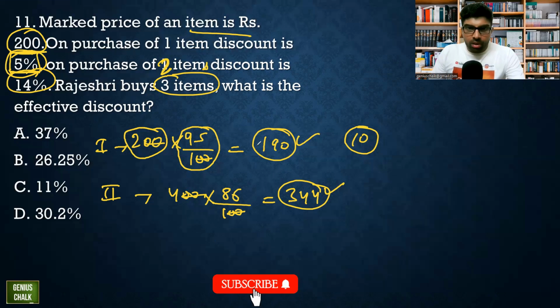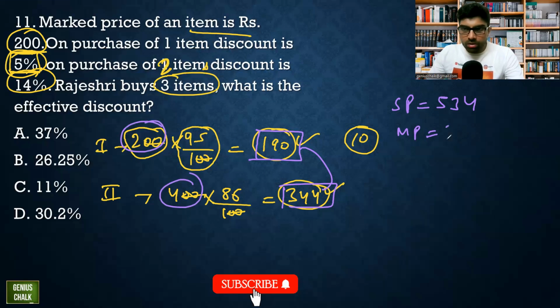Now if you see, what is the total selling price? The total selling price is 190 plus this, so this is 534. Now what was the total MRP? 400 plus 200, that was 600.